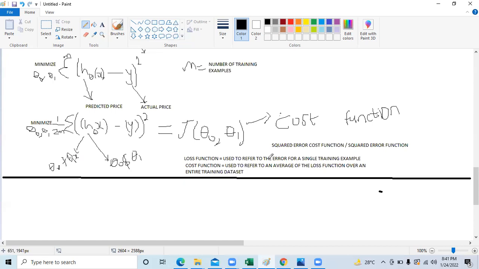And then we said loss function is used to refer to the error for just a single training example, and cost function is used to refer to the error for the entire training set.